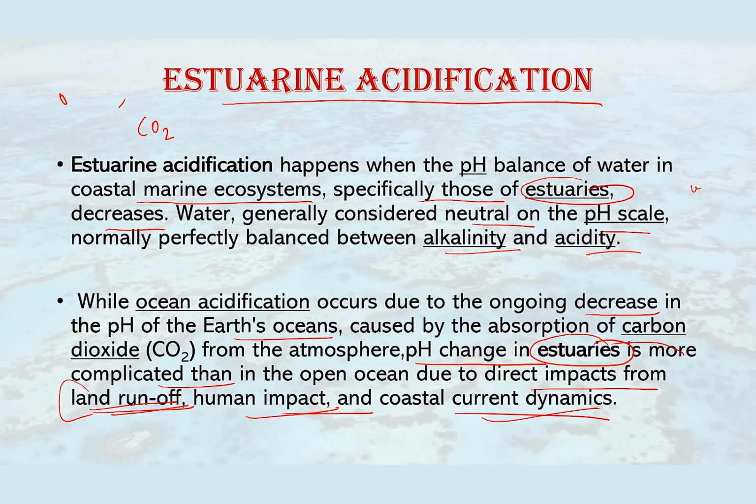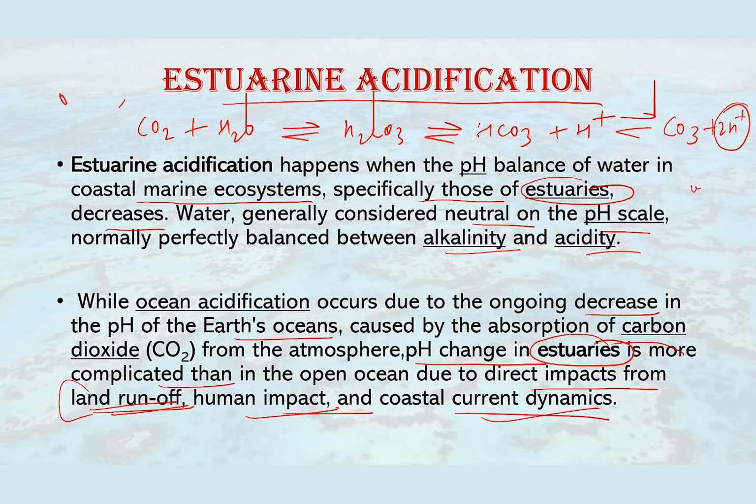Carbon dioxide mixes with water, it forms your carbonic acid, then it becomes HCO3 plus your hydron ions. Ultimately they are forming CO3, that is your carbonate, plus H positive ions are increasing, so ultimately your ocean acidification or estuarine acidification is increasing.